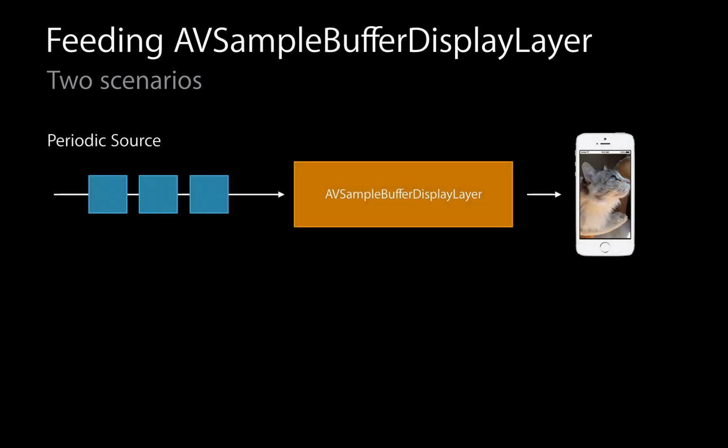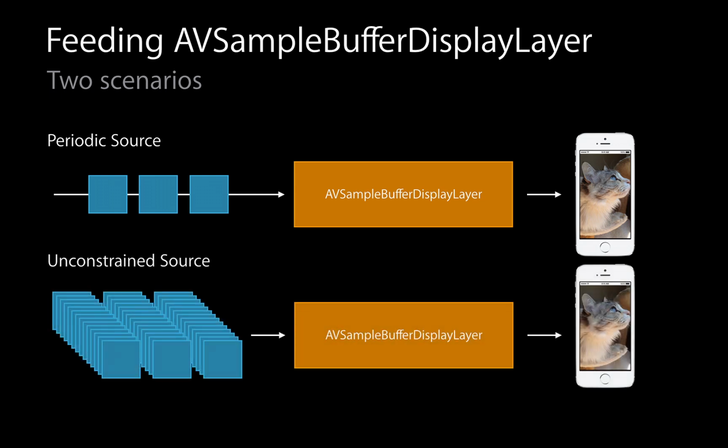All right. So providing the CM sample buffers to the AV sample buffer display layer, there's really two major scenarios that can describe this. First off, there's the periodic source. This is the case where you're getting frames in at basically the same rate at which they're being displayed in the AV sample buffer display layer. This would be the case for a live streaming app, or a live streaming app with low latency, or a video conferencing scenario.